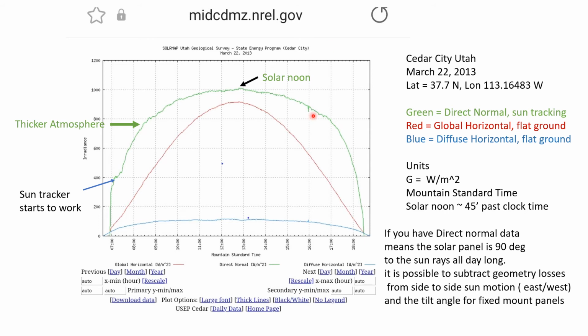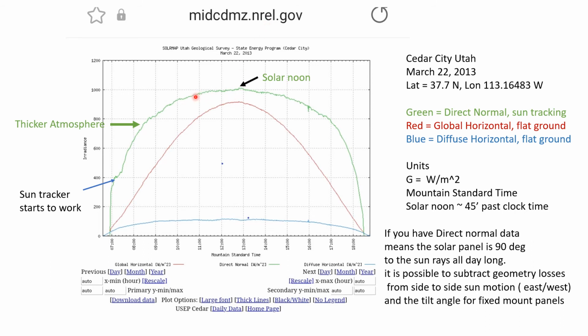Now, let's say you want to guess what the energy that you can harvest is in another time of year. Like this is for the spring equinox, Cedar City, Utah. And we got 3 curves here. This is from the Measurement and Instrumentation Lab put out by our government in USA. And we have 3 measurements here.